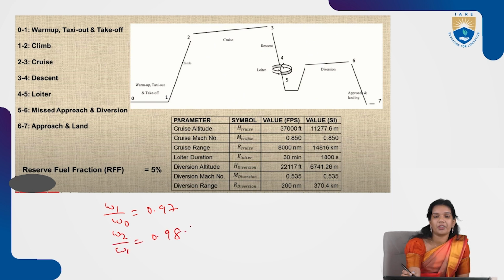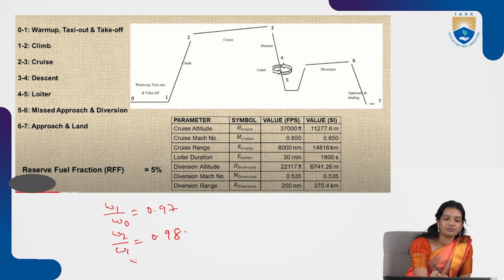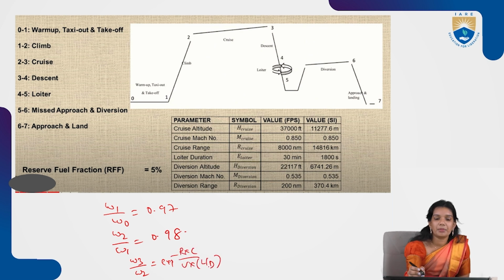Then what we're supposed to find out is W3 by W2, right? So for W3 by W2, how do I find it? It is exponential of minus of range into cruise C by V into L by D, right? Now this particular range is given as 8,000 nautical miles.